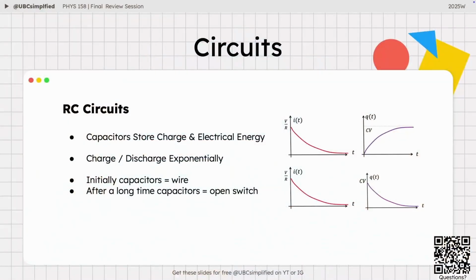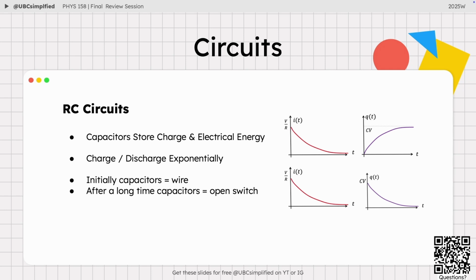Okay, now we'll jump straight into RC circuits. An RC circuit is when you have resistors combined with capacitors. Capacitors store and discharge charges and electrical energy, and they do this exponentially. When you're charging a capacitor, that's on the top there, your current starts at a peak, which is when there's no charge on the capacitor, and it decays exponentially.